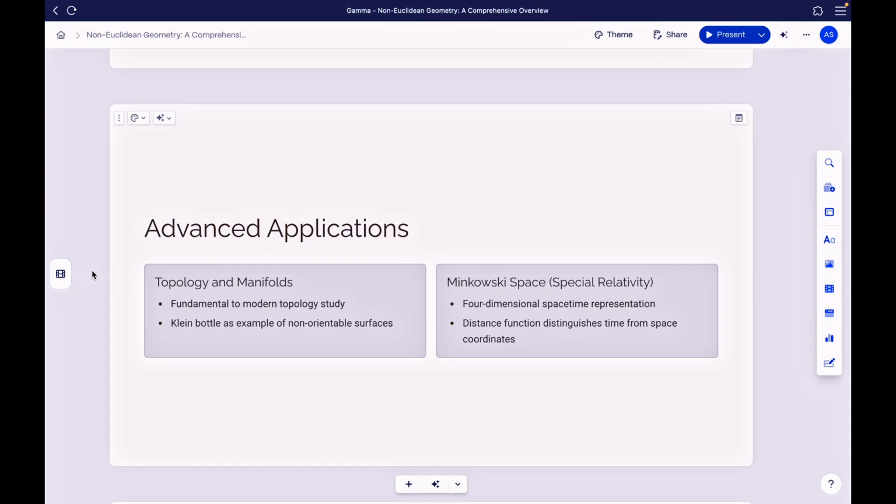Now the next application is the Minkowski space, which is used in special relativity. This is the four-dimensional space-time representation, and the distance function distinguishes time from space coordinates. This was basically the space that Einstein used to develop his major theorems.